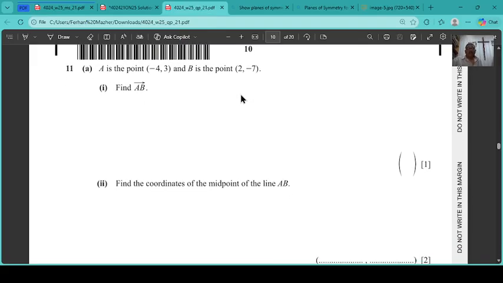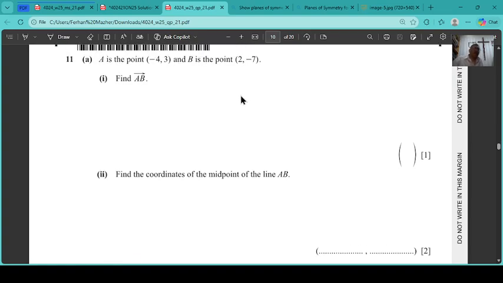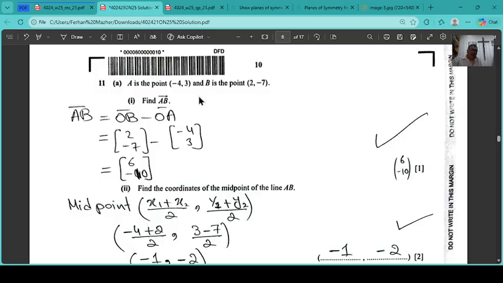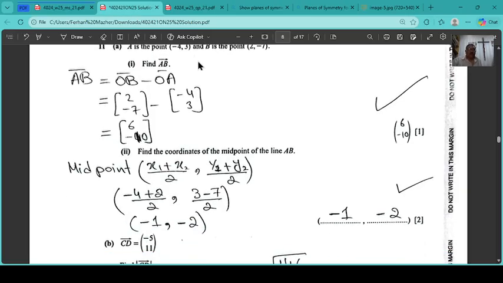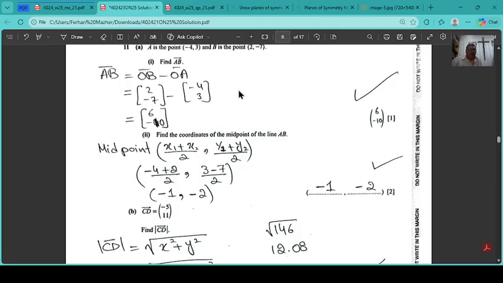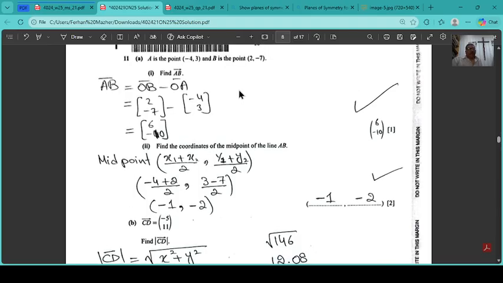Then the question is of 2 marks. This is question number 11, A, second part. He says find the coordinates of the midpoint of the line AB. So if you want to find out the midpoint, the method is very simple. We have the formula for the midpoint, and that is x1 plus x2 divided by 2 comma y1 plus y2 divided by 2. So this is x1, this is y1, this is x2, this is y2.